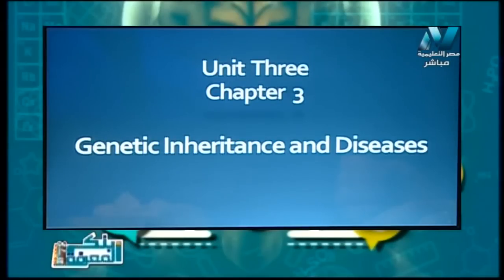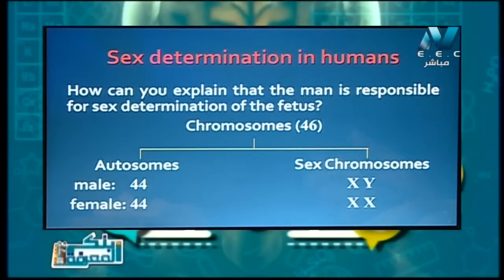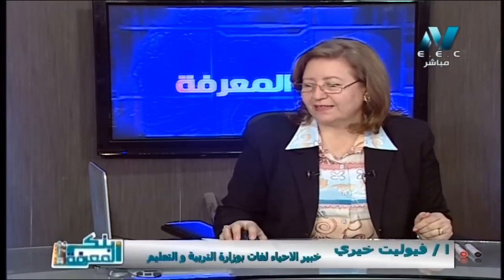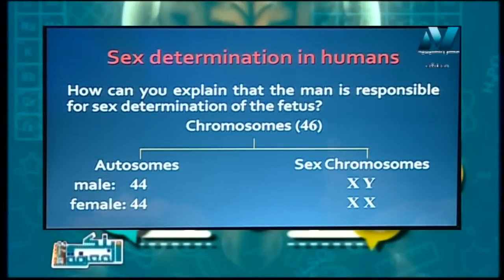Remember, the somatic cells in the human body contain 46 chromosomes, divided into two groups: autosomes and sex chromosomes. In the male, the chromosomes are 44 autosomes and XY sex chromosomes, and in the female, 44 autosomes and the sex chromosomes are XX.